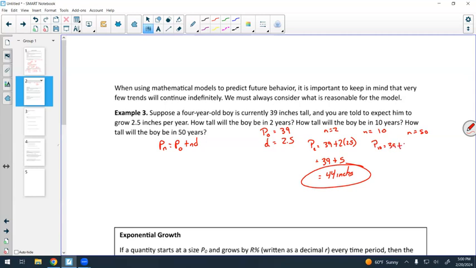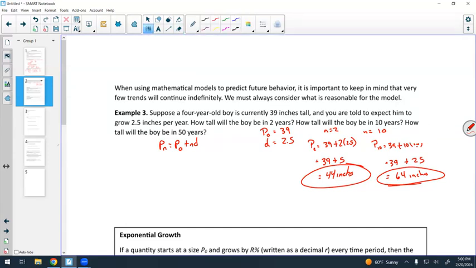How about p sub 10? 39 plus 10 times 2.5 equals 39 plus 25 equals 64 inches. And that would be at age 14. We're looking at 5 foot 4. Well, not unusual.